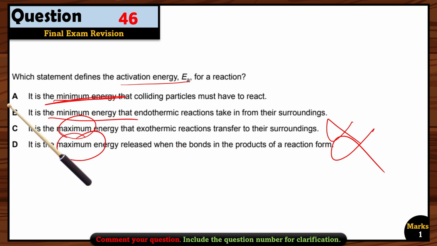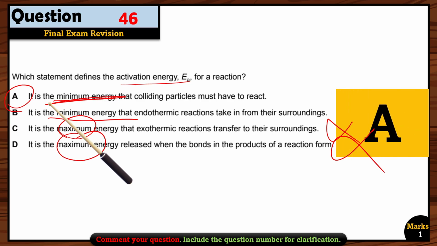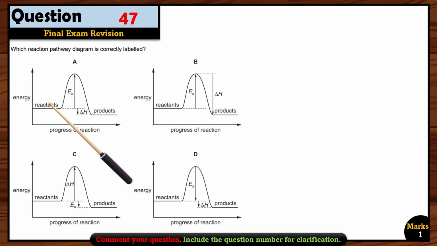So that's why option A is the right option. It is the minimum amount of energy that the reacting particles must have to react. So option A is the right option.